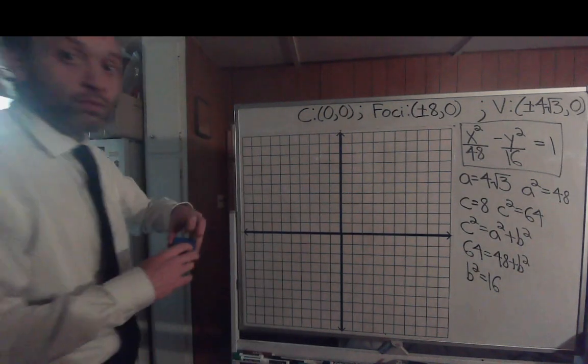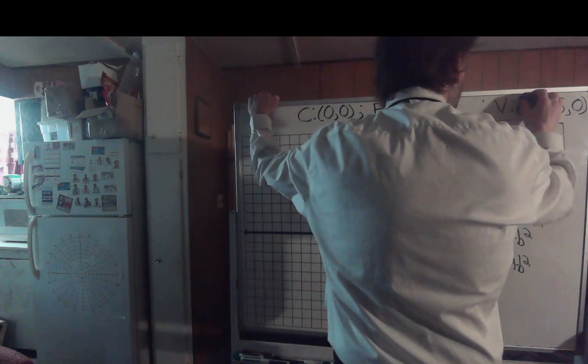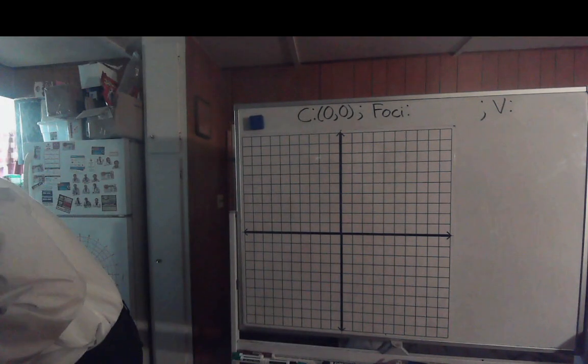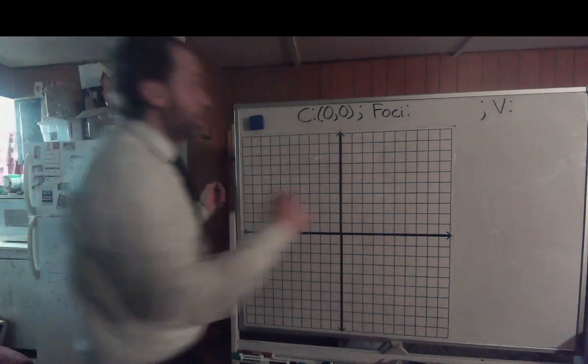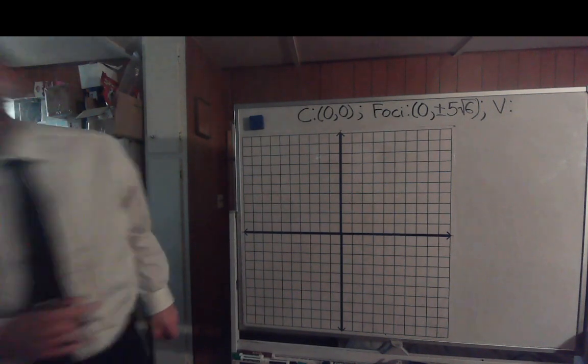And I got just one more, then we're done with the lesson. Center 0, 0. Foci are at 0 plus and minus 5 times the square root of 6. Your vertices are going to be at 0 plus and minus 4.